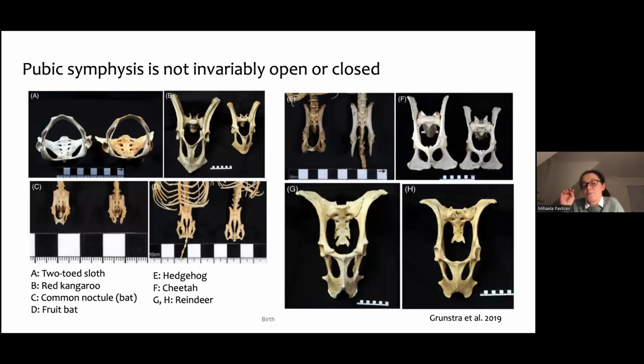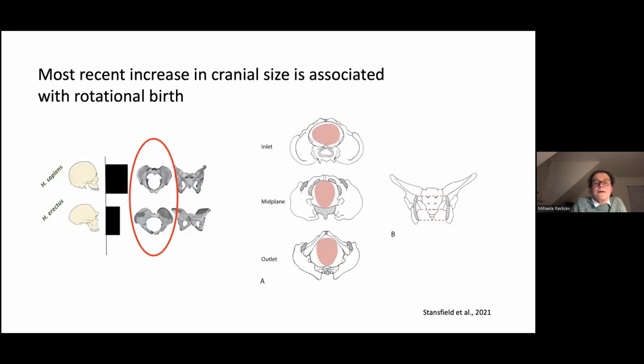If we look at the pelvises of other species, we see that there's actually a huge variation in how the pubic symphysis looks, sometimes completely fused, sometimes completely open. All right, and then there's quite some support for the pelvic floor hypothesis when we look through the eyes of the modeler of the pelvis. I showed you this part on the left already previously, that there is a change in the rotation of the oval structure of the pelvis as the cranium increases, and with the most recent increase.